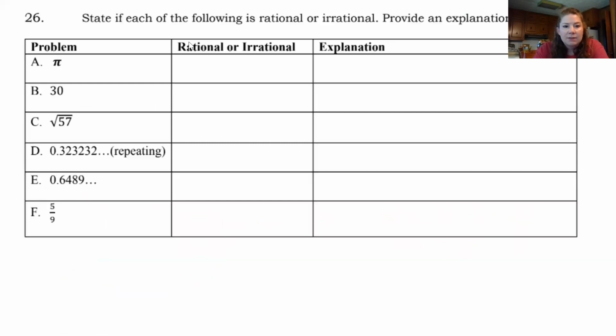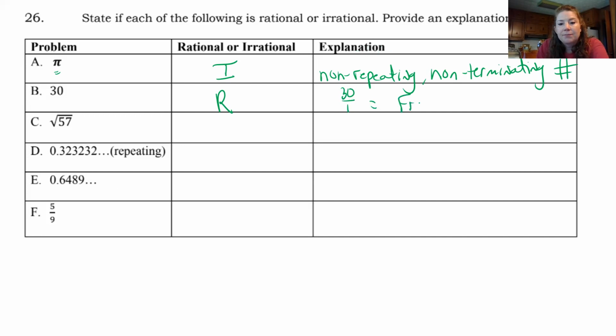All right, rational and irrational. So remember what rational numbers are. Numbers that can be written like fractions. So whole numbers, fractions, terminating or repeating decimals, right? So anytime you see a pi symbol, it is irrational. Why is it irrational? It's a non-repeating, non-terminating number. Okay, if it's irrational, that's always the explanation. 30 is a rational number. 30 over 1 can be written in fraction form.